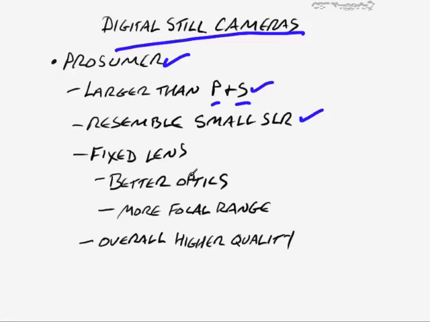So as we said, once again, you're going to get something like a fixed lens on these, better optics, and a larger focal range. Also, you'll just get an overall higher quality. The sensors are usually better. They're usually also bigger, and you'll get more megapixels at the same time without compromising by also getting a higher level of noise. Noise is kind of the graininess that you can sometimes see in images, especially in low light situations.